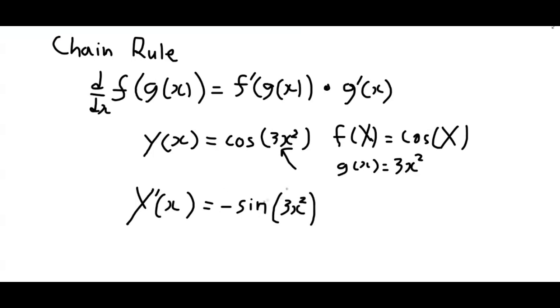First step, take the derivative of this f here. So f prime is going to be the negative sine of big X here, and then replace this big capital X with 3x squared here. And then I'm going to take the derivative of 3x squared with respect to x, and that is 6x. And yeah, this is your answer.